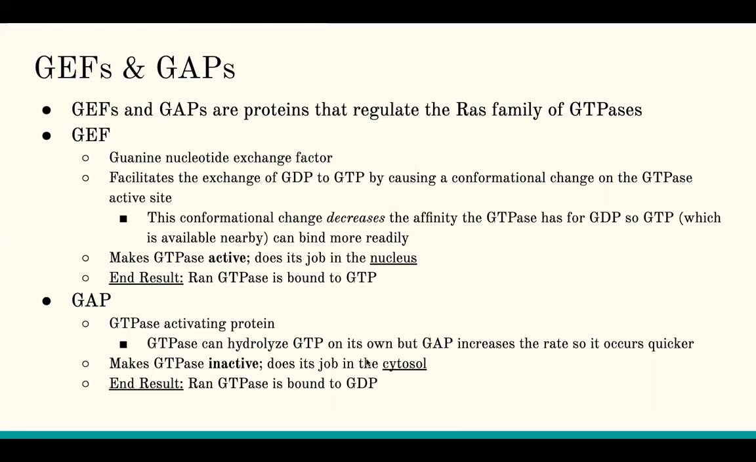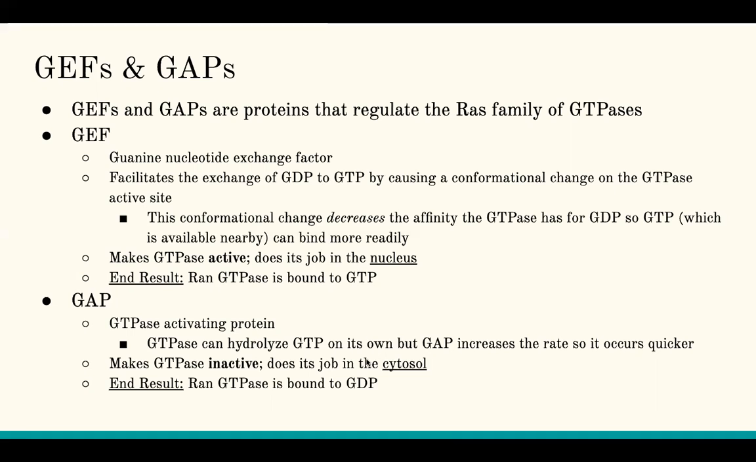Then you have your GAP, which is your GTPase activating protein. So Professor Francis mentioned this in class, but your GTPase can hydrolyze GTP on its own. It has that ability. That's why it's called a GTPase. But it does it very slowly. So GAP increases this rate. So it basically just catalyzes the reaction, makes it quicker. And the end result is that RAN GTPase is now inactive because it is now bound to GDP, not GTP.